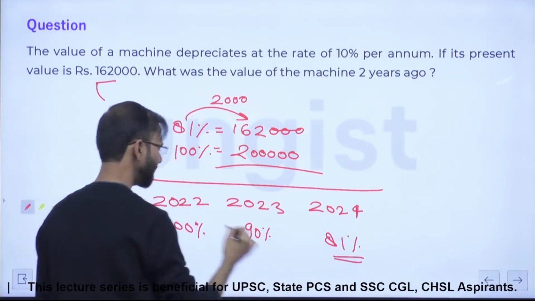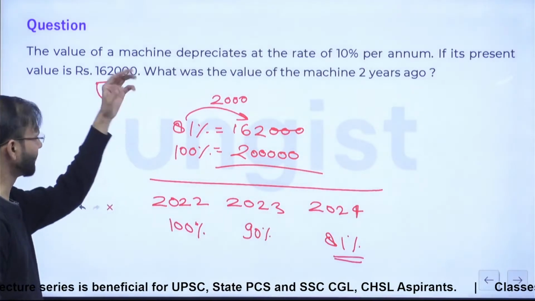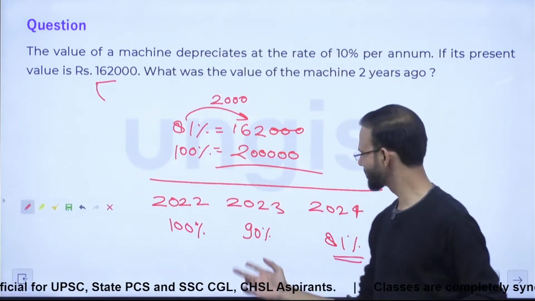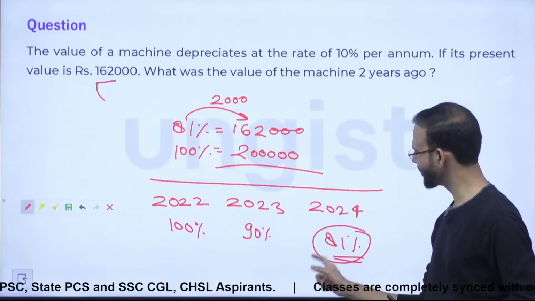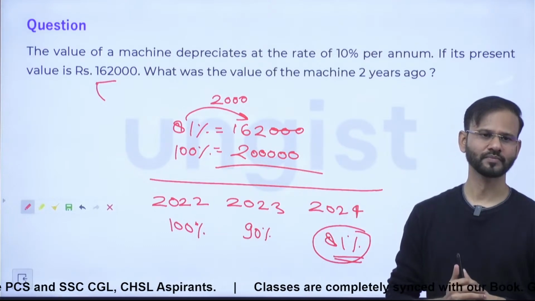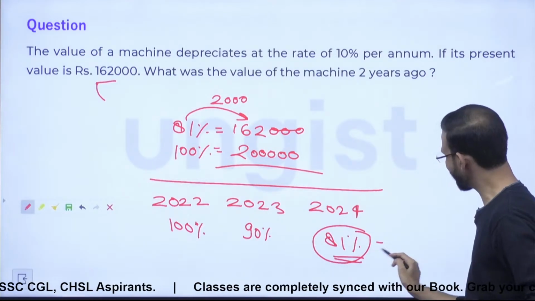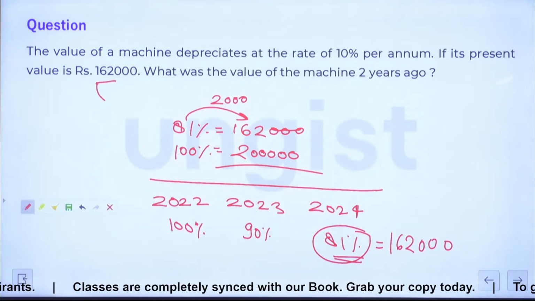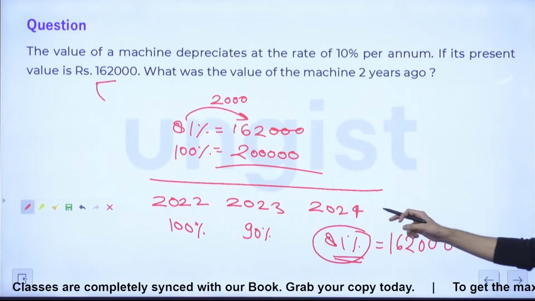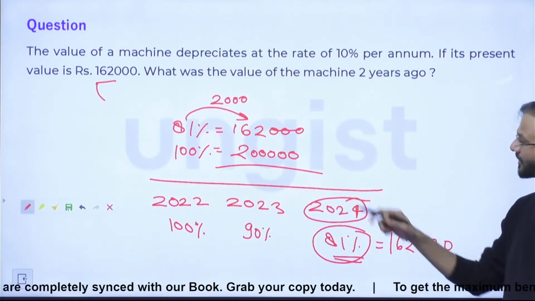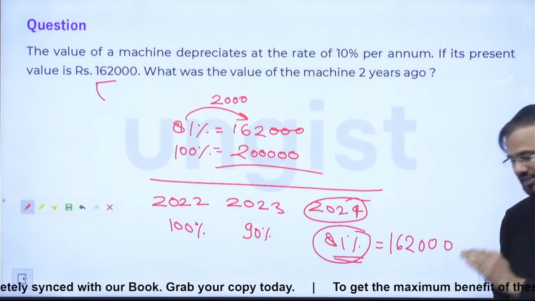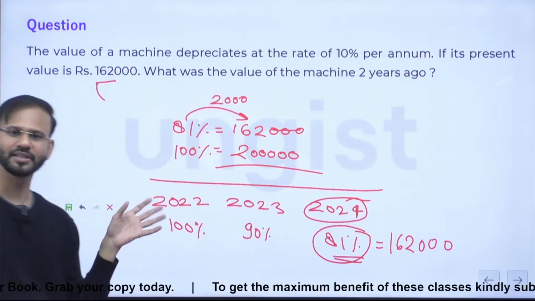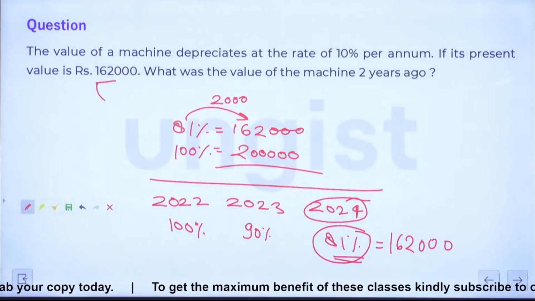So actually in 2 years, if the value of the machine is depreciating by 10% every year, it will become 81% of its original value, right? And which is given as, yes, 162,000. That's the present value. 2024 is the present value. You have purchased the machine 2 years back, right? Read the question carefully. Okay?